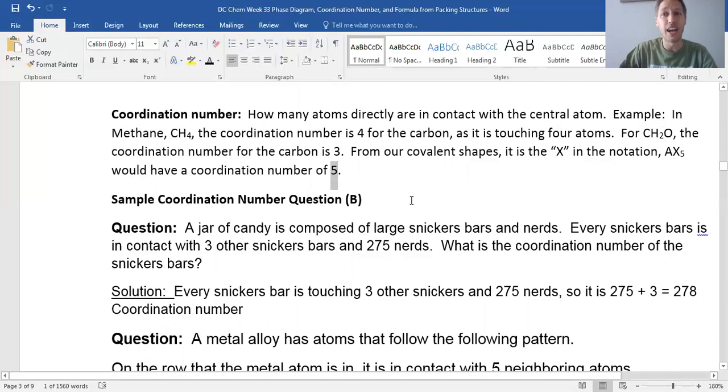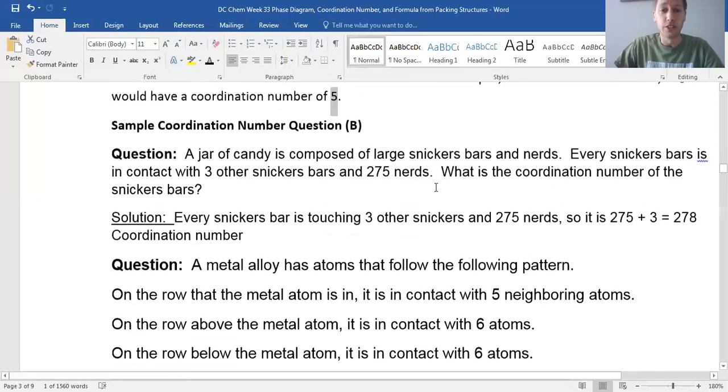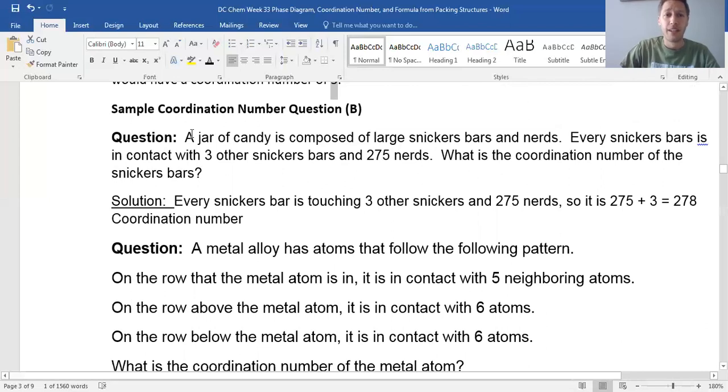Now we're going to connect this not just to some covalent compounds, but we're going to connect it to metals packing and ionic packing. That's going to be the difference here, okay? But it's not terribly complicated. So here's a sample question for coordination numbers. Say we have a jar of candy, and we have Snickers bars and Nerds in it. Sounds like a great candy jar to have. So it says every Snickers bar is in contact with 3 other Snickers.